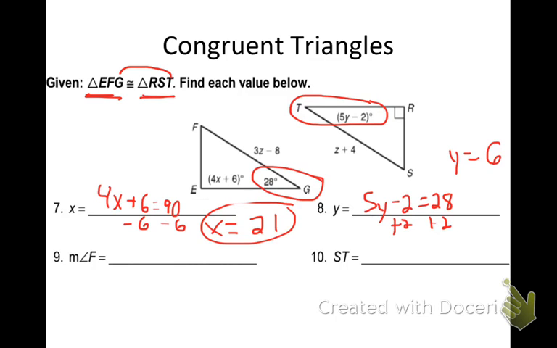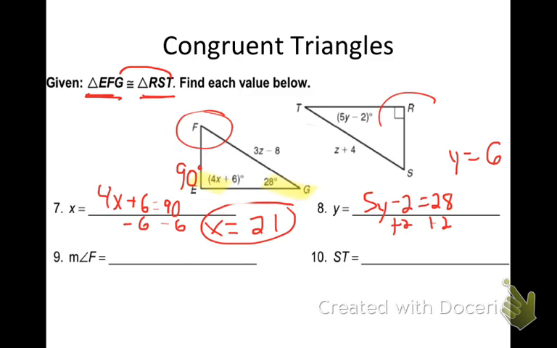So next one says, now I want to find angle F. Well, there's angle F. All I know is angle G is 28 degrees. But what else do I know about this triangle? What's E? Why is E 90 degrees? Because it's the same as R, right? Yeah. So if that one's 90 degrees, how can I find angle F then? Subtract it from 180. Yeah, 180 minus 90 minus 28, which means angle F is going to be 62 degrees. Good work.